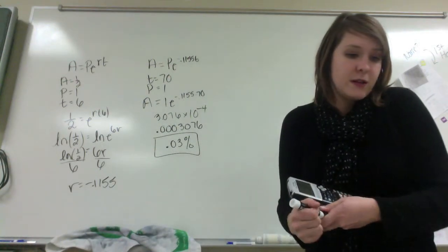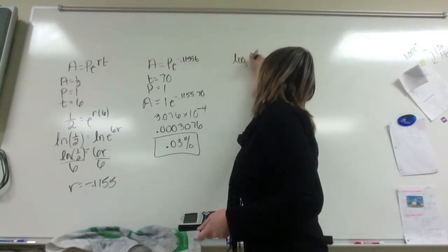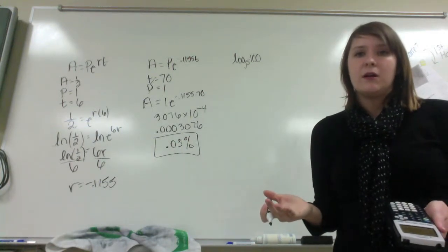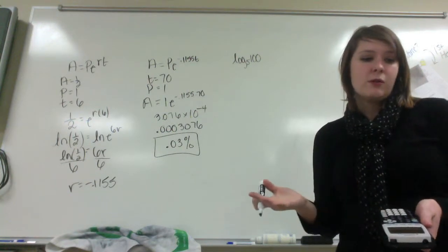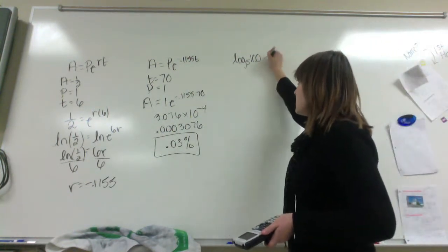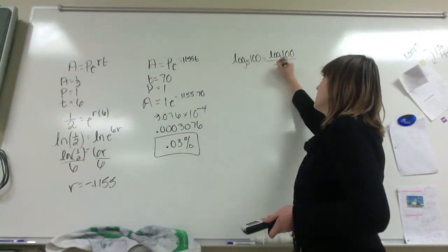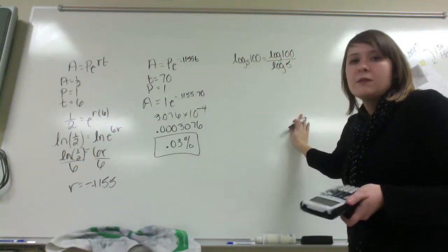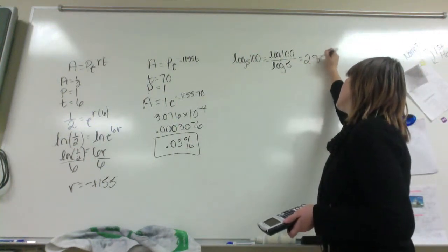The first one is log base 5 of 100. So remember, we can't plug that into our calculator because our calculator only does base 10 and base e. So let's just say, let's do a base 10. And I'm going to use my change of base formula, so I'm going to say log base 10 of 100 over log base 10 of 5. Then you can just plug that into your calculator and you get 2.86.